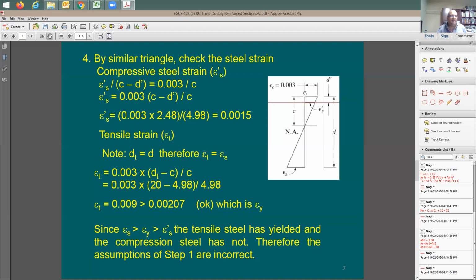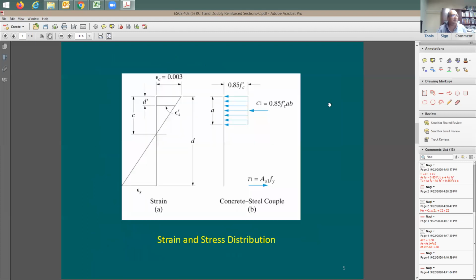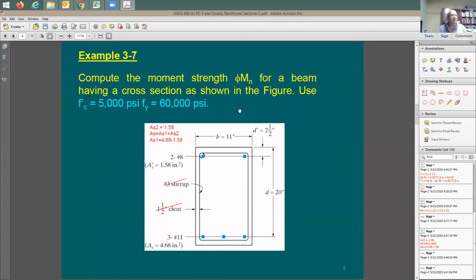So what I'm saying is that the 0.03 compression strain in the concrete divided by C, the neutral axis depth, is going to be equal to epsilon S prime divided by C minus D prime, which means this distance. I have the equation right there. The D prime is just right where the red line is, right? Yes. Okay, I'm going to take you back to this.